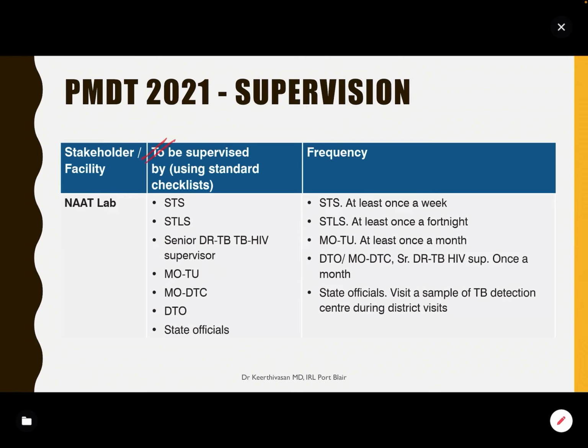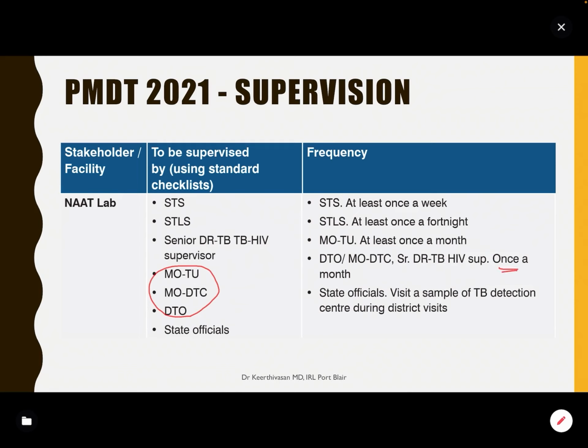Here you can see a senior treatment supervisor has to visit at least once a week so that he knows what are the new cases which are reported. STLS have to at least visit once a fortnight so that they can supply the necessary reagents and consumables. Senior DRTB TB HIV supervisor has to visit at least once a month. And the other higher level officials like district TB officer and MO-DTC, MO-TU can also visit once a month.